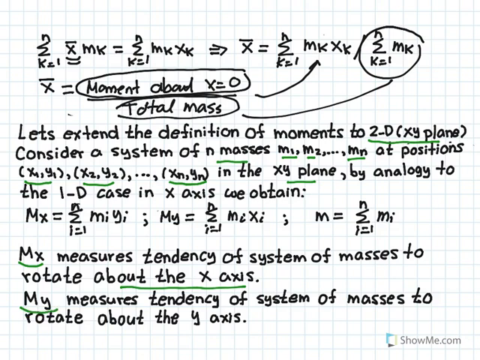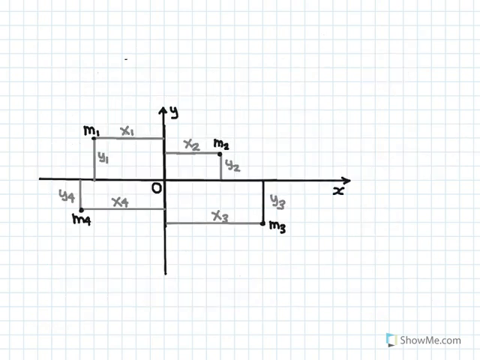My, the total moment about the y-axis, measures the tendency of the system of masses to rotate about the y-axis. All right, so here we have a diagram. We have these four masses at different locations in the xy plane, and we're going to now generalize it to the n-dimensional case. So let's write down these formulas.